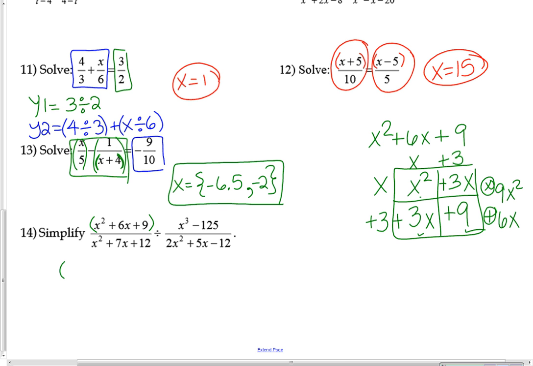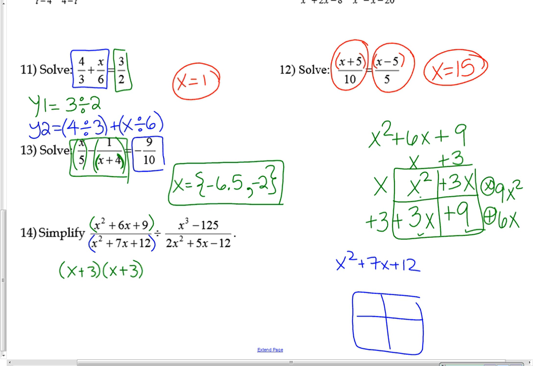Yes, it does. So my first numerator factors into x plus 3 times x plus 3. Now I'm going to factor my first denominator. That was x squared plus 7x plus 12. Again, I'll factor by my area model.